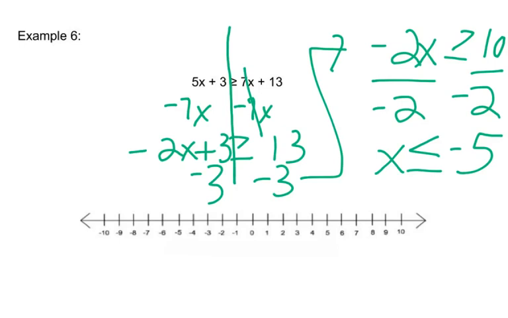I do have this symbol, not this one. So it can equal -5. So I want to close in my dot. My x is on the left-hand side of the inequality. So the way the arrow points is where all my possible answers are.